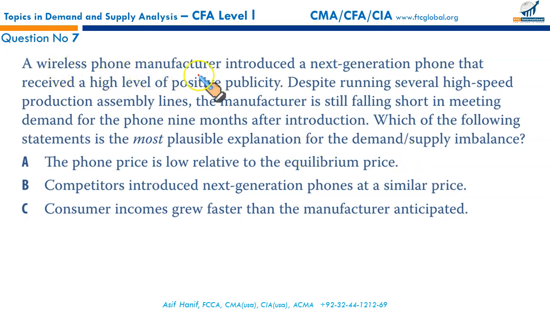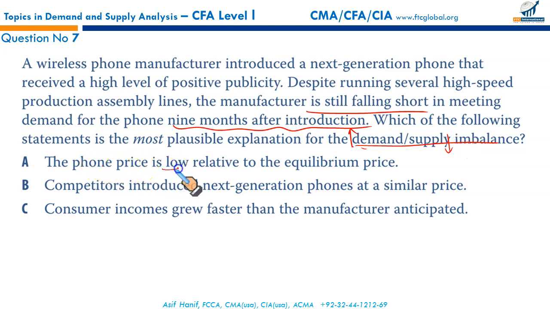A wireless phone manufacturer introduced a next generation phone that received a high level of positive publicity. Despite running several high-speed production assembly lines, the manufacturer is still falling short in meeting demand for the phone 9 months after the introduction. Which of the following statements is the most plausible explanation for the demand-supply imbalance? There's more demand, but we are unable to supply as much as is needed. So what could be the most plausible explanation for this imbalance?